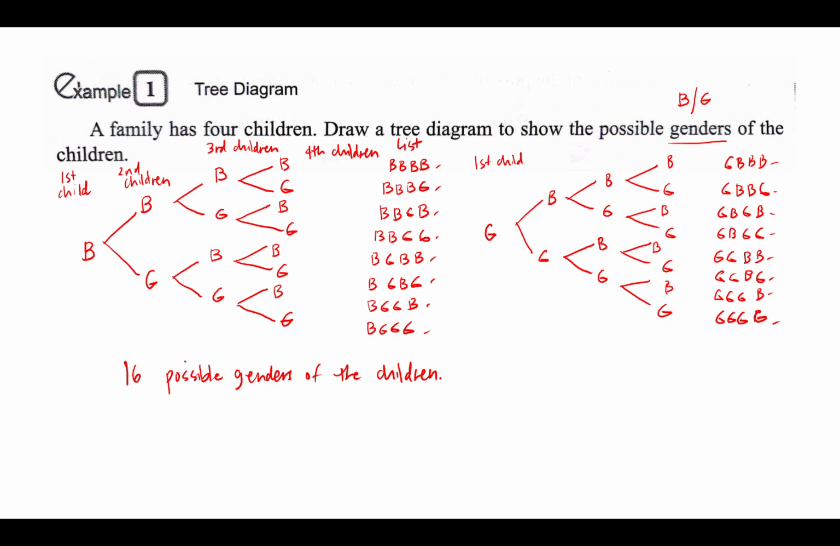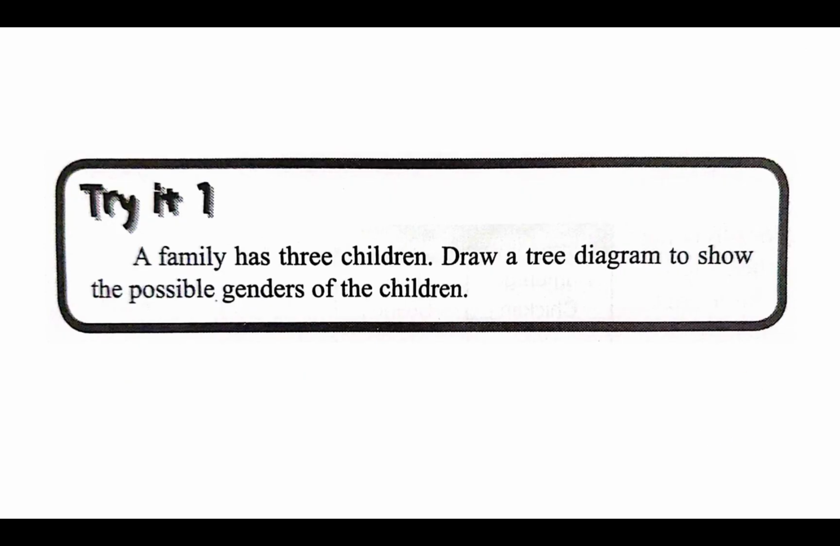Next, I want you to try this one. A family has 3 children. Draw a tree diagram to show the possible genders of the children. You can refer to our first example in order for you to do this part.